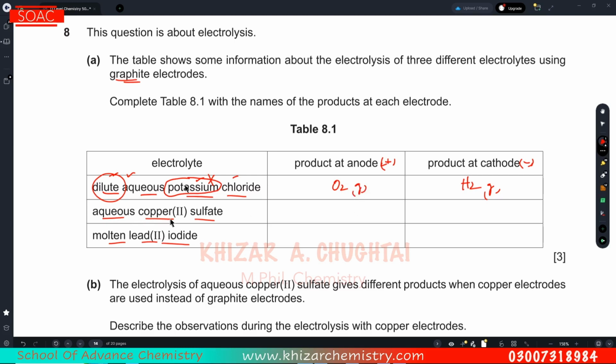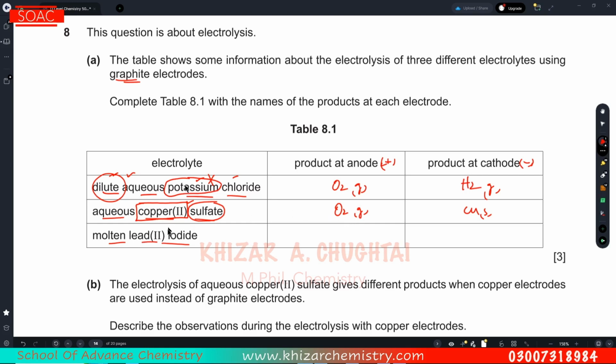In case of aqueous copper 2 sulfate, copper ions are more active than hydrogen ions. So here will be copper solid. They will go and receive the electrons and make copper metal. Sulfate ions are less strong negative ions as compared to the OH negative ion. Then again oxygen gas will be over here. OH negative ions will migrate towards the anode and O2, oxygen, is being formed.